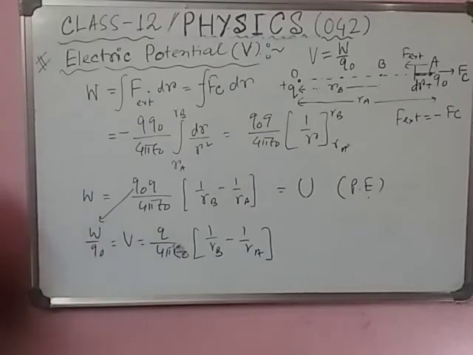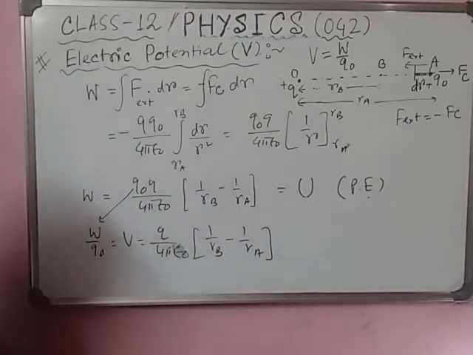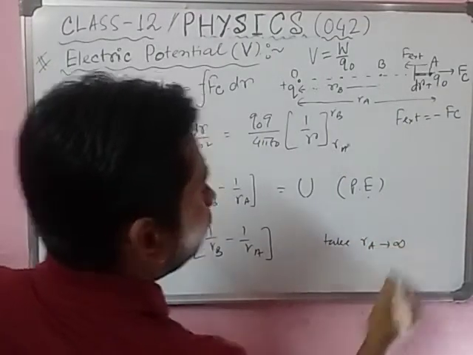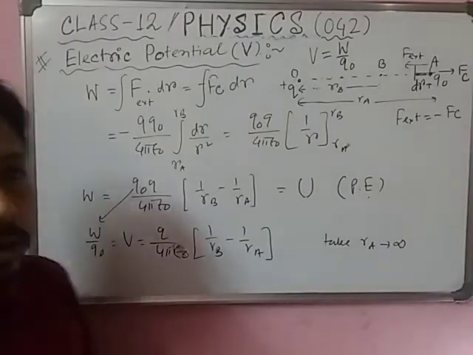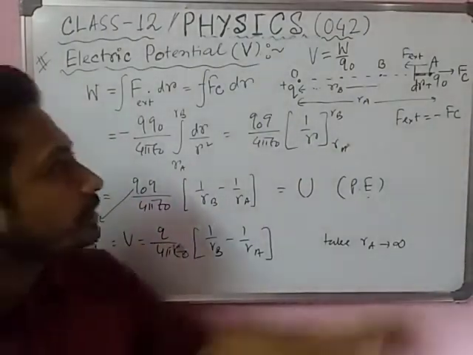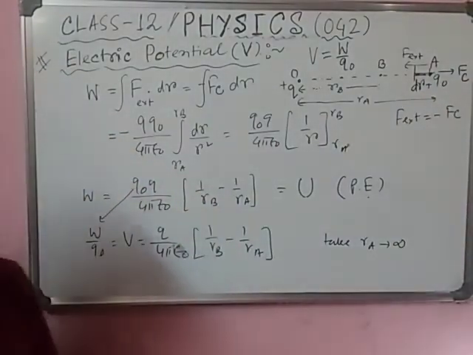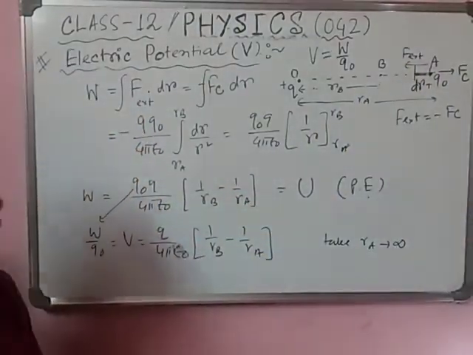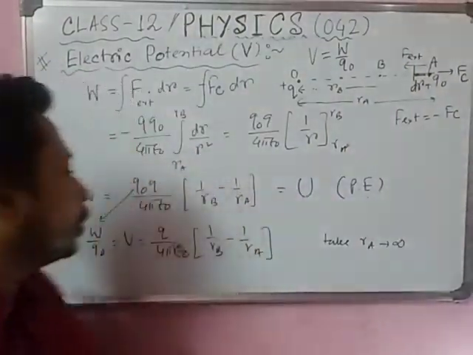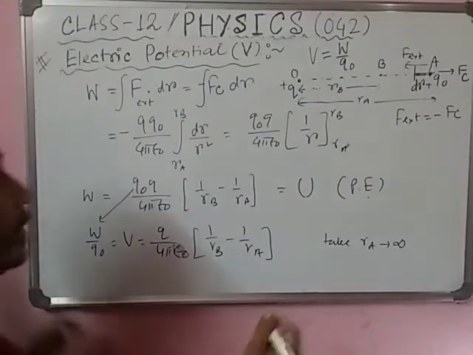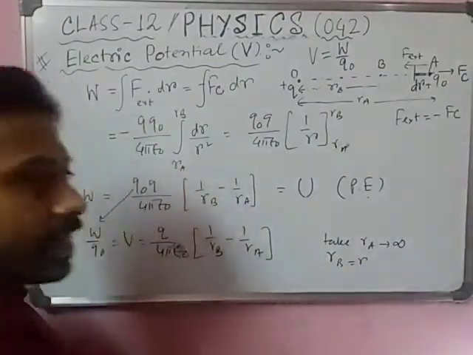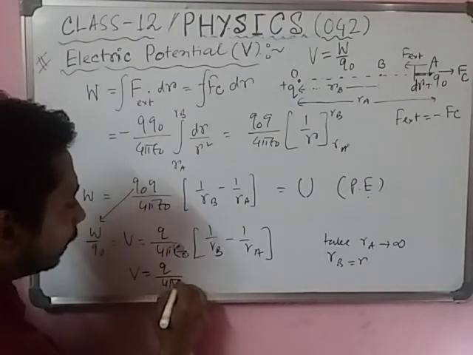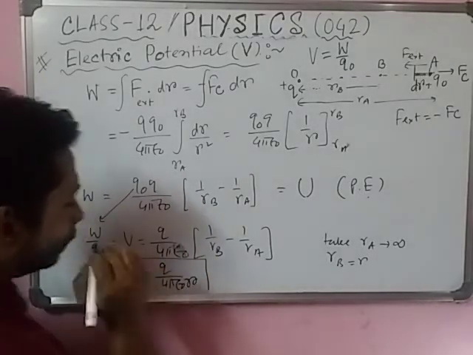One more thing I can tell you, students: if you take RA as infinity, because sometimes the definition of potential tells us that if you move a test charge Q naught from infinity to any point, that is called potential. For that you can take RA as infinity, so 1 by infinity means 0, and RB equal to, just write, R for general purposes. So you can write V equal to Q by 4 pi epsilon naught into R. This is our ultimate result of potential.